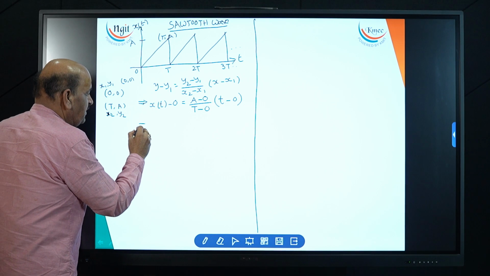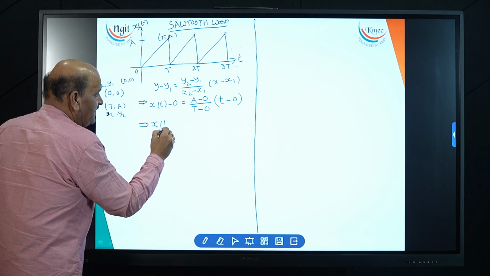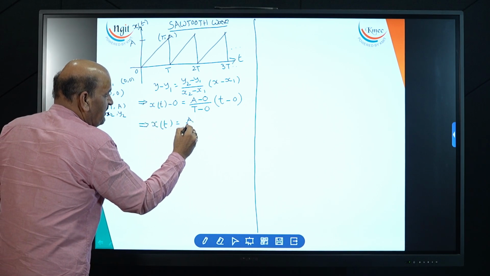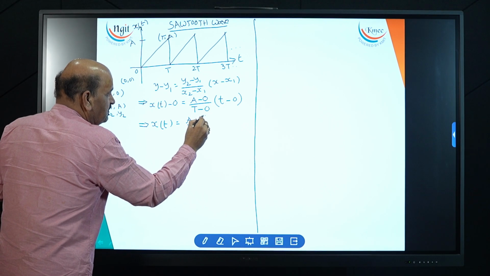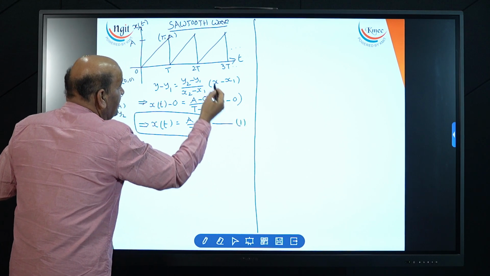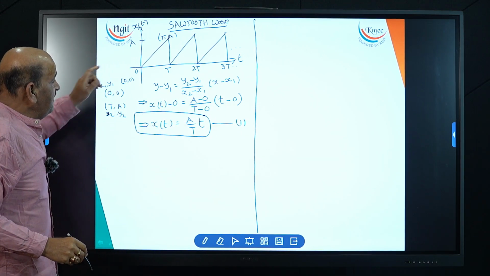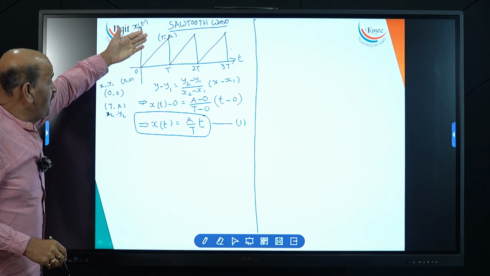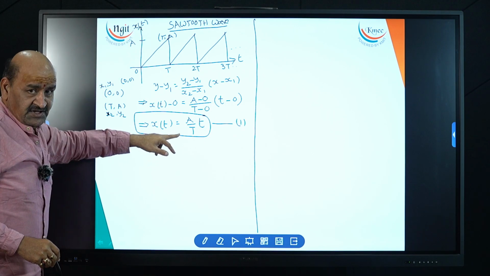Now simplifying this, what do we get? x of t equal to A by T into t. This is the mathematical formulation of the given waveform. If any waveform is given like that, we have to convert it into a mathematical equation.